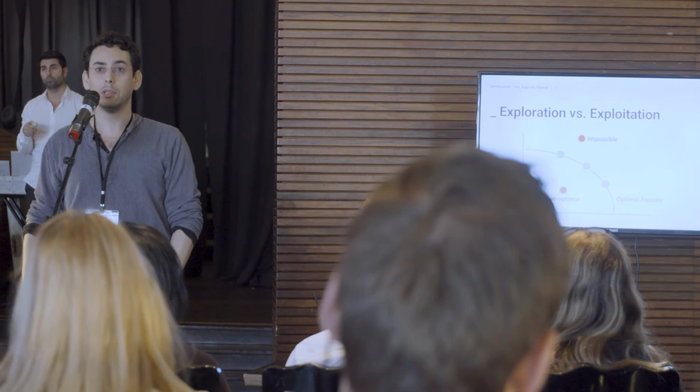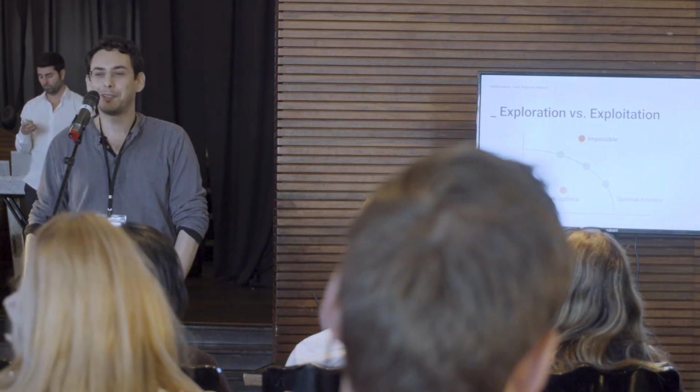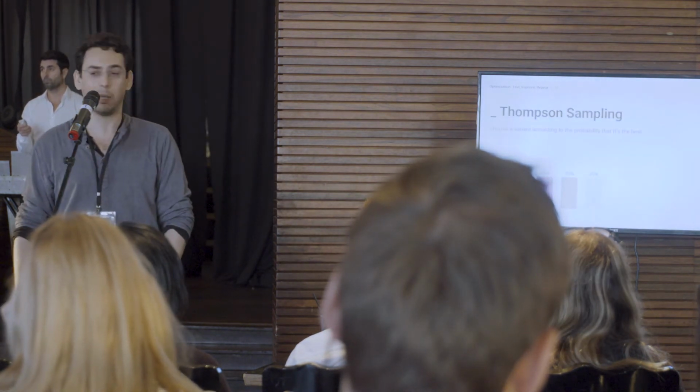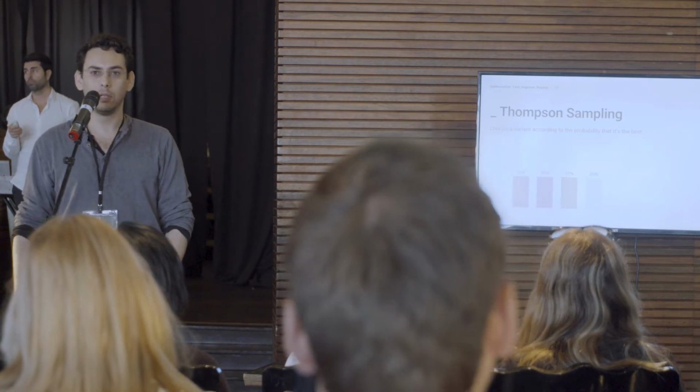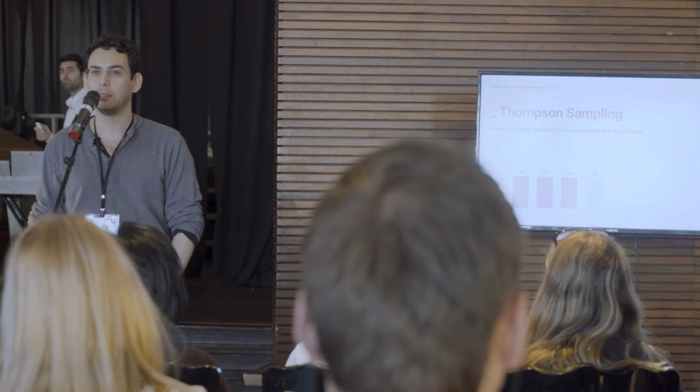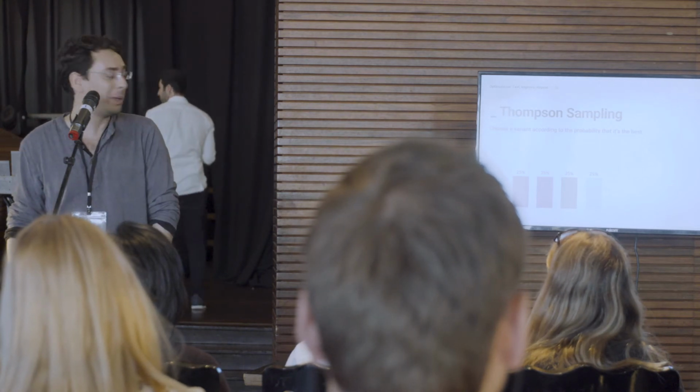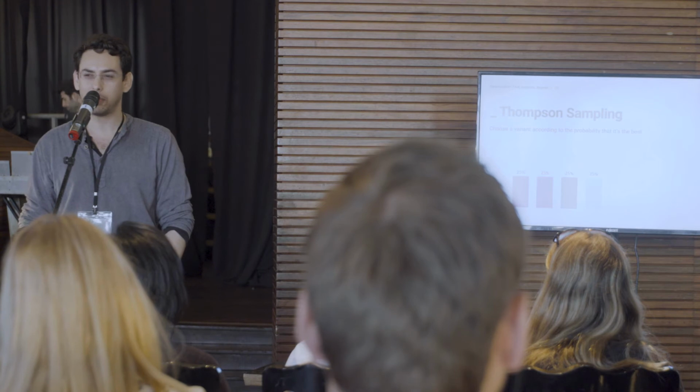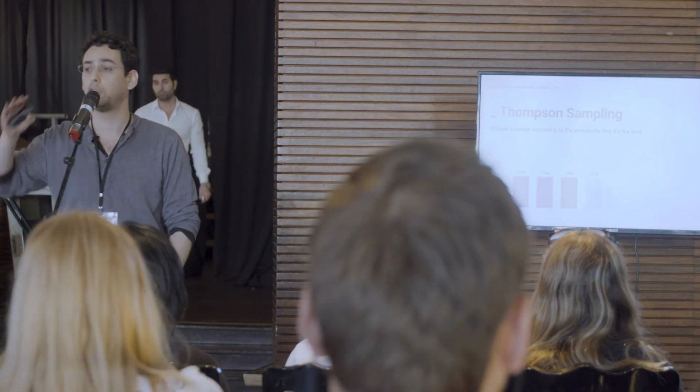One such simple strategy is called Thompson sampling, and it boils down to choosing the variant which has the highest probability of being the best. It's a very, very simple strategy, but still one of the optimal strategies.